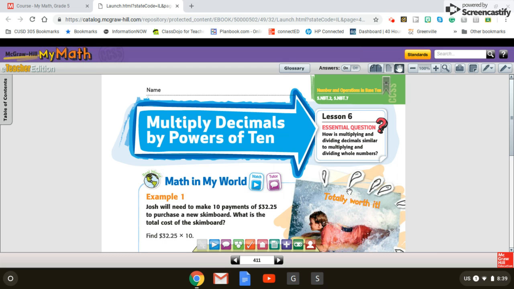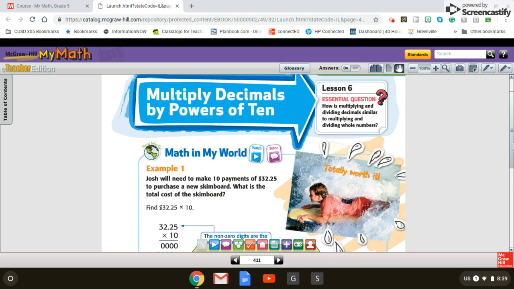Today we are going to learn about multiplying decimals by powers of 10. Remember, powers of 10 are numbers like 10, 100, 1,000, 10,000, and so forth. This will prove to be a very easy lesson as long as you are remembering to add zeros. We'll get into that in a minute here.